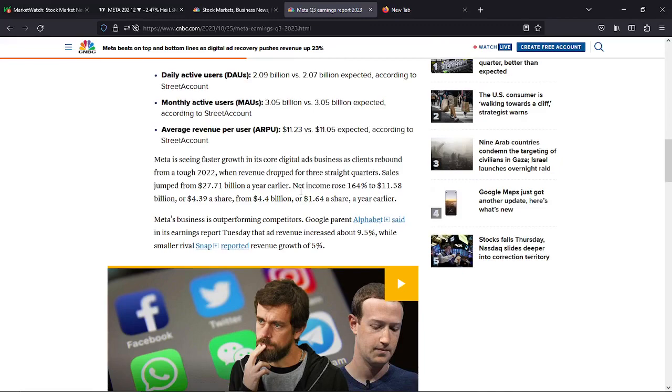Now let's go further into net income. It rose 164%. Wow, that's pretty nice. You know what I'm saying? And Meta's business is outperforming competitors. Outperforming Google parent, which said in its early report Tuesday that ad revenue increased about 9.5%, while smaller rival Snap reported revenue growth of 5%.